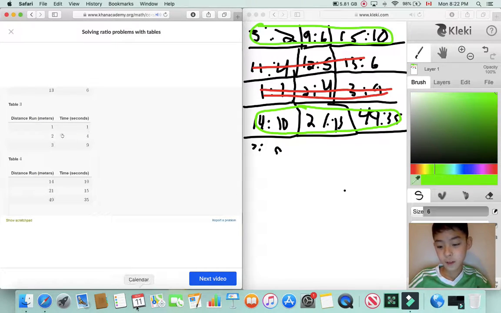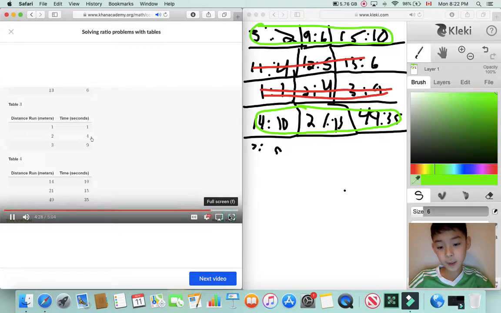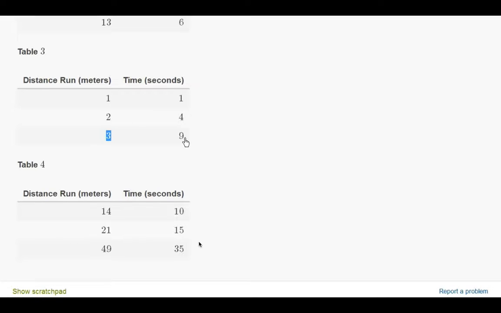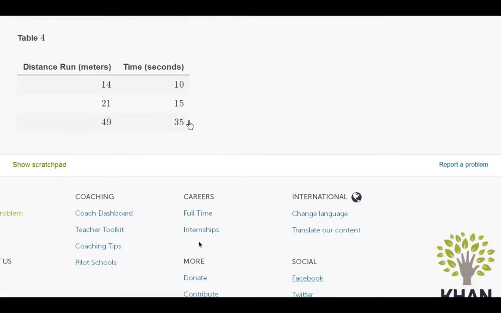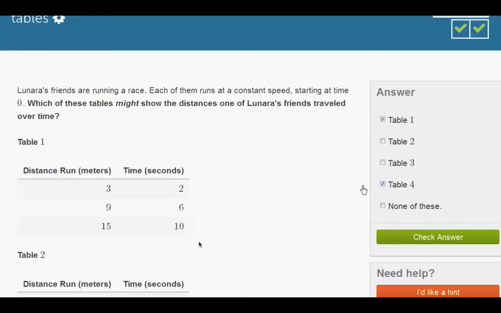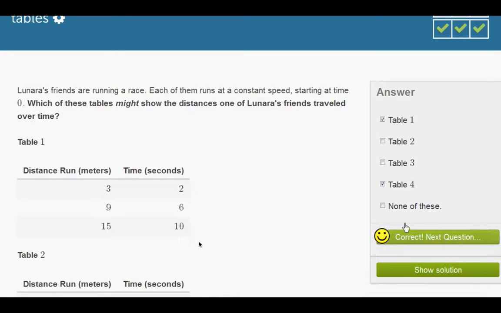Okay. Then when you double the distance, we double the time. When you triple the distance, from 1, you didn't triple the time. So table 3 doesn't seem to make sense either. Table 4. So 14 to 10. That's the same ratio as 7 to 5 if we divide both by 2. If we divide both of these by 3, this is also a 7 to 5 ratio. And if you divide both of these by 7, this is also a 7 to 5 ratio. So table 4 seems like a completely reasonable scenario. And we can check our answer, and it is.